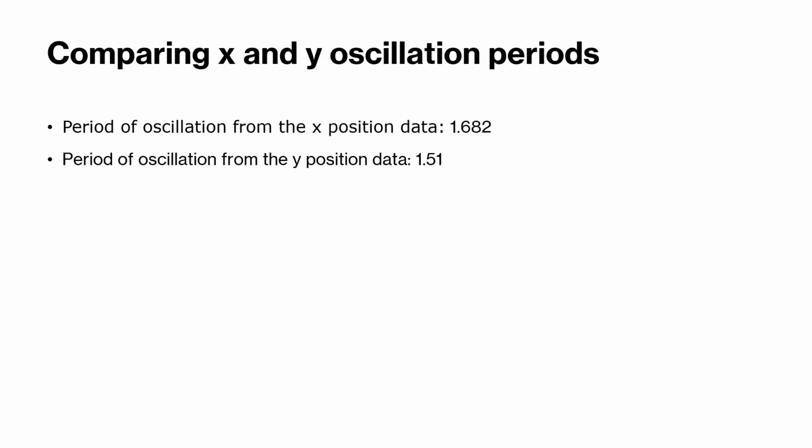When comparing X and Y oscillation periods, we can see that they look very similar, but there is slight deviation. This could be due to the Tracker data being inaccurate because we used our fingers to put the center of mass, or the spring mass system having more motion in the X axis than the Y.